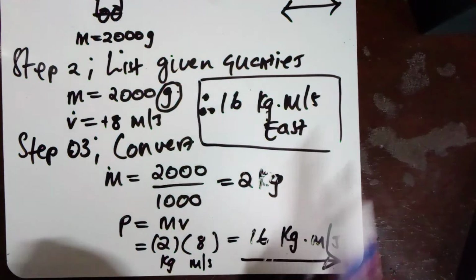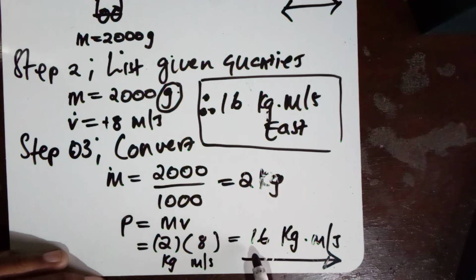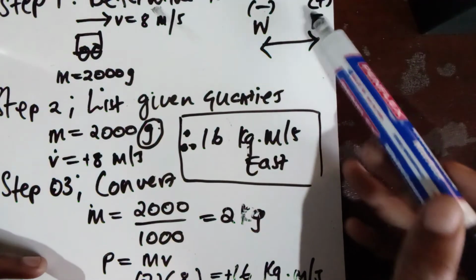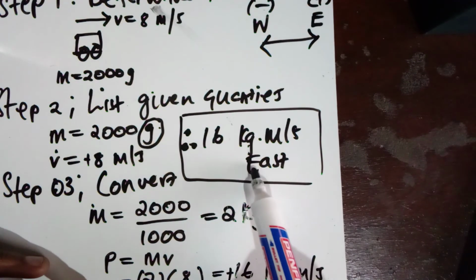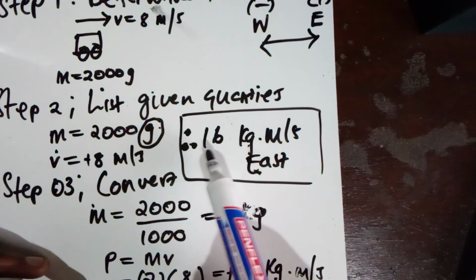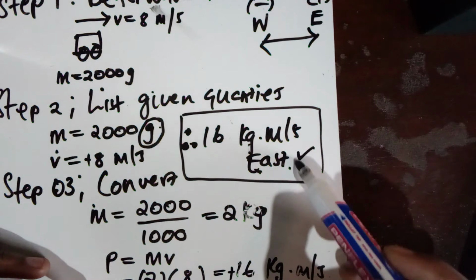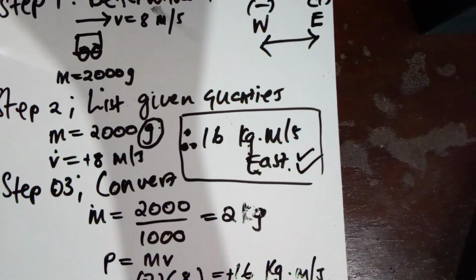We say it's east because at the end our answer is positive, and we said that positive is east, and momentum is a vector. So when we report that answer, we also have to include that direction. So our answer becomes 16 kilograms meters per second east, and then you would have found your answer.